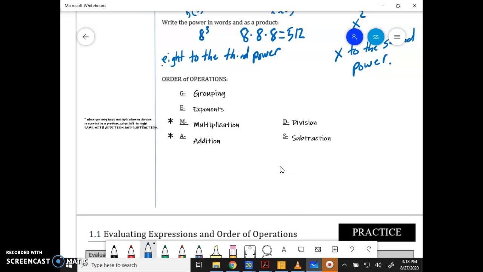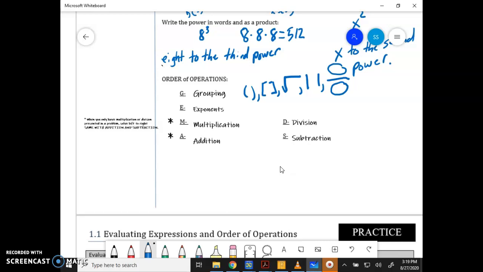And grouping symbols, so yes, there are parentheses, but there are also brackets. We could have a square root symbol or radicand. Absolute value bars are considered a grouping symbol. A fraction, that's probably a big one. If you have a fraction, we need to solve what's on the top and what's on the bottom before we do any dividing. There are more than just those, but those are some common grouping symbols that you'll see.